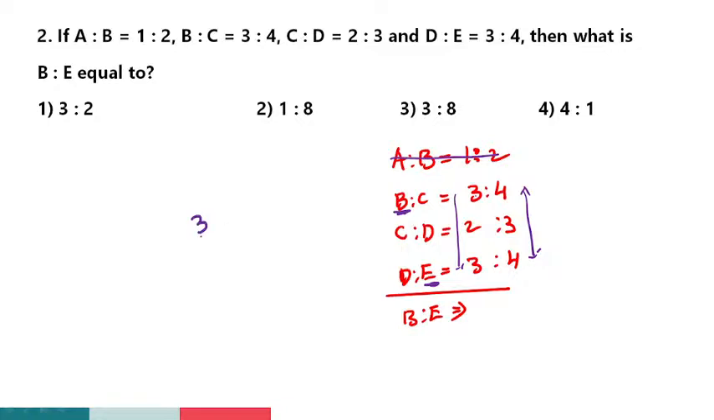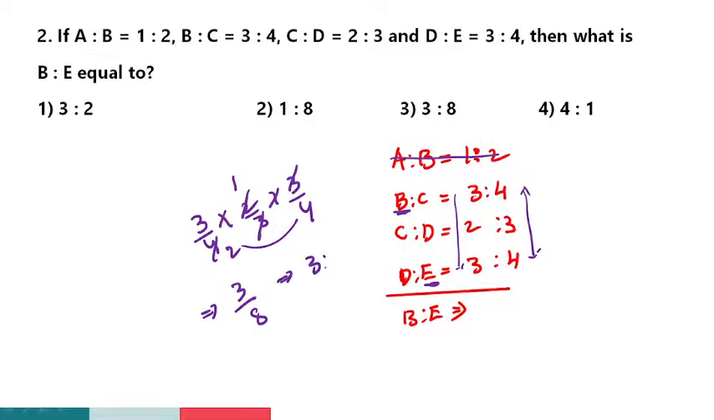2/3 and 3/4, so the 3 cancels. 2 1s are 2 and 2 2s are 4. Any cancellation here? No. Numerator is how much? 3. So denominator is how much? 2 4s are 8.